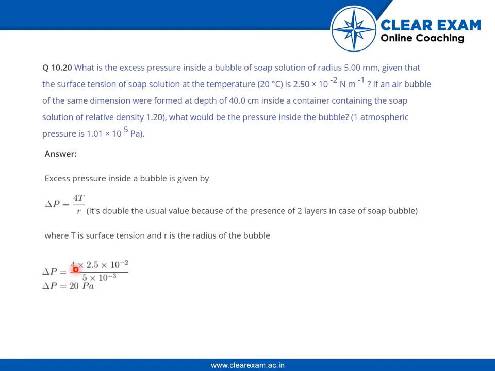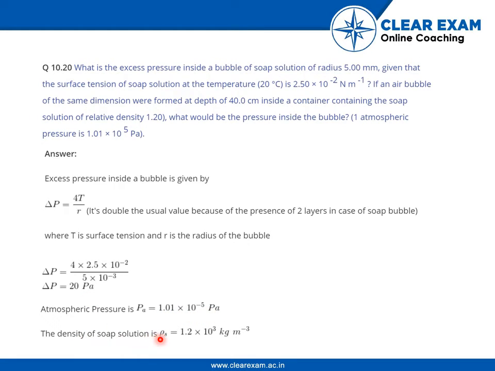Now delta P equals 4 into 2.5 into 10 to the power minus 2 divided by 5 into 10 to the power minus 3. So the delta P is 20 Pascal. And the atmospheric pressure is 1.01 into 10 to the power 5 Pascal.